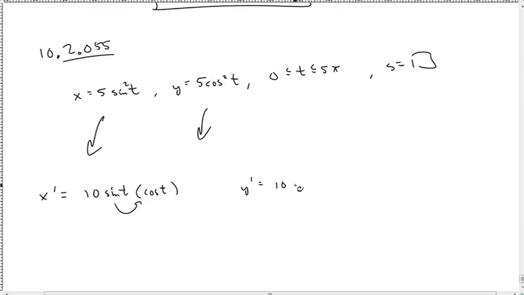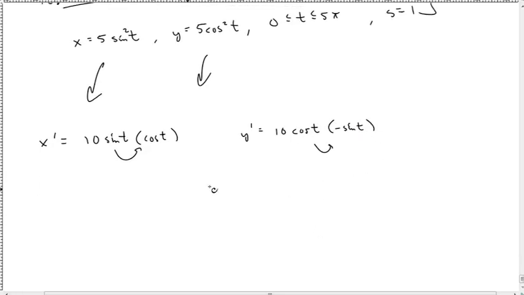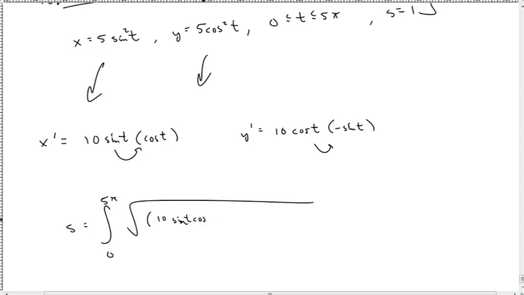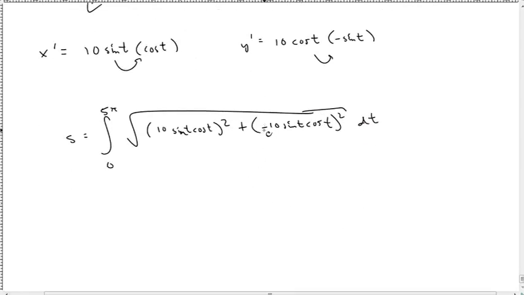Don't make that little 2 there get more complicated than it is. The derivative of cosine is actually going to be a negative sine. So my arc length is going to be the integral, and they even give me some limits, which is nice. Square root of (10 sine cosine) all squared, plus (negative 10 sine cosine), again all squared, dt. So the negative here is obviously going to cancel.